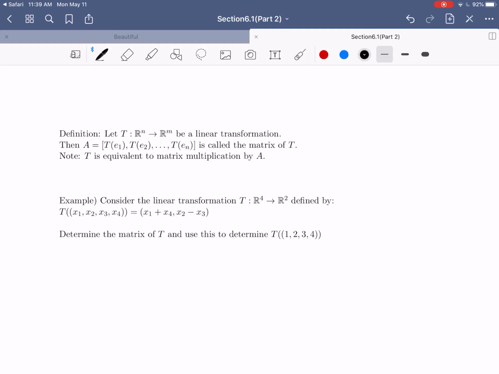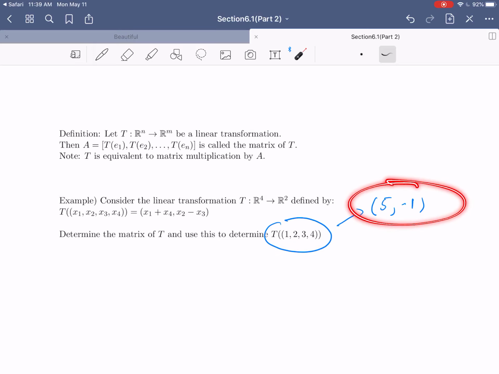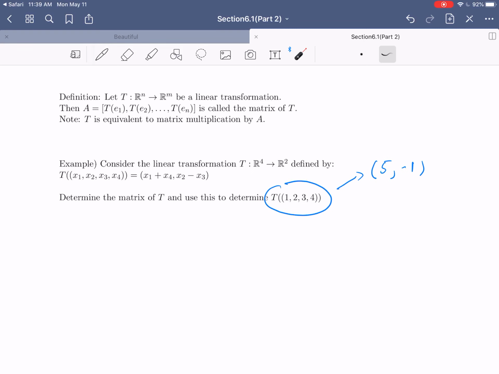Now, before we do all that, let's make a note that we should be able to very easily just look at this definition and know what T of 1, 2, 3, 4 is. When you do T of 1, 2, 3, 4, you add the first and last components, and then you subtract the middle components. So if we add 1 and 4, we should get 5 as our first component, and if we subtract the middle components, 2 minus 3, we should get minus 1. So once we've determined the matrix of T and we use matrix multiplication onto 1, 2, 3, 4 as a column vector, we should get 5, minus 1. So let's go ahead and see that.